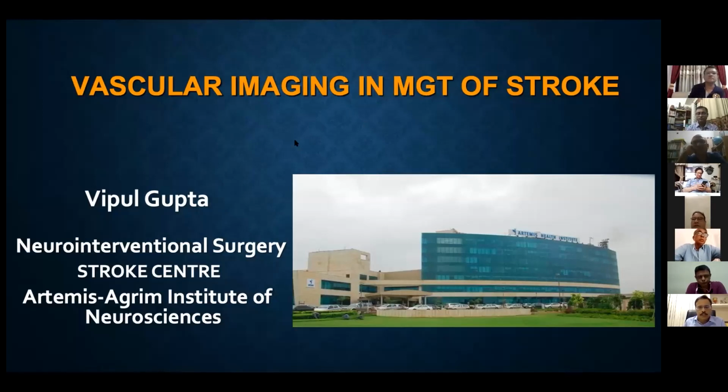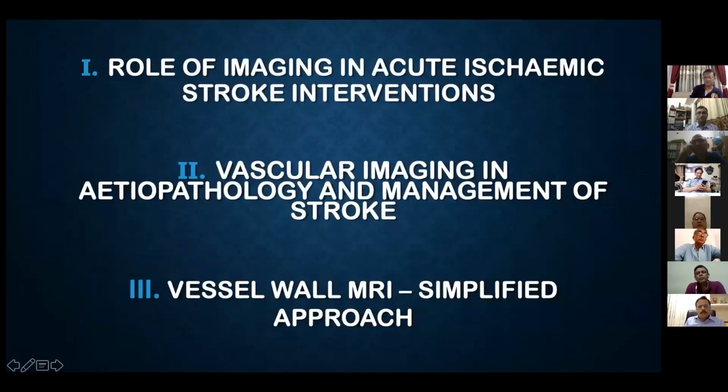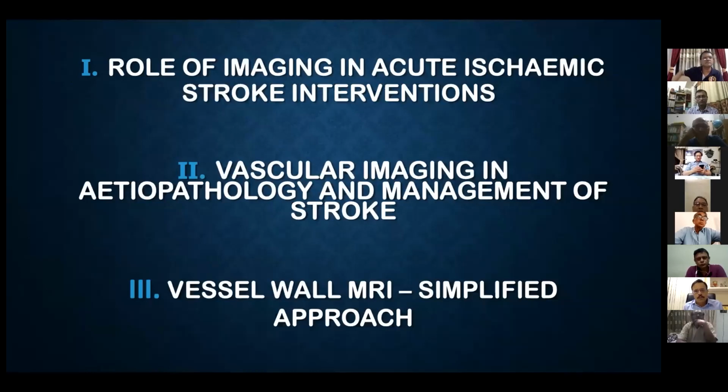I've divided my talk into three parts. First, the role of imaging in acute ischemic stroke intervention and how we decide. Then vascular imaging in deciding pathology and management of stroke in the post-acute stage. And the third session is a very specific one, on which we have recently been working: vessel wall MRI, and a simplified approach to how it helps us in the differential diagnosis of some challenging patients.